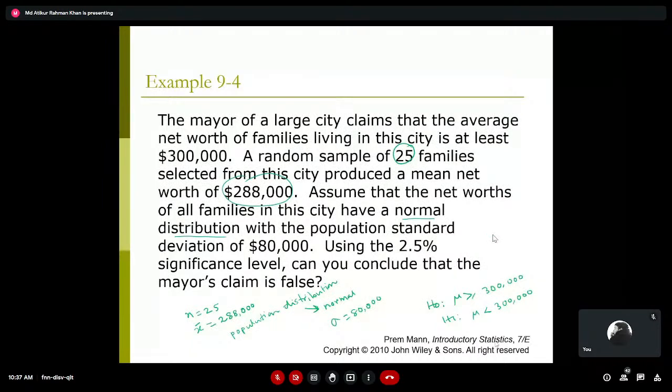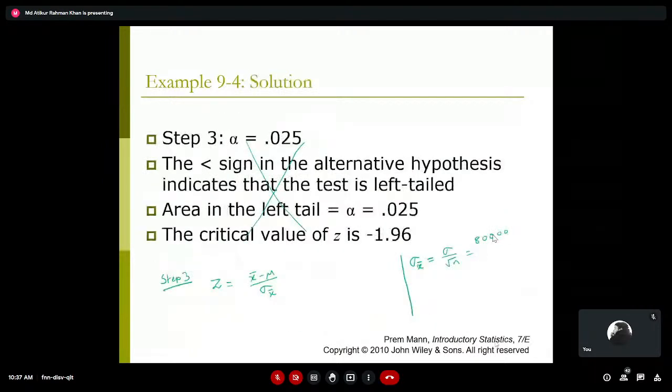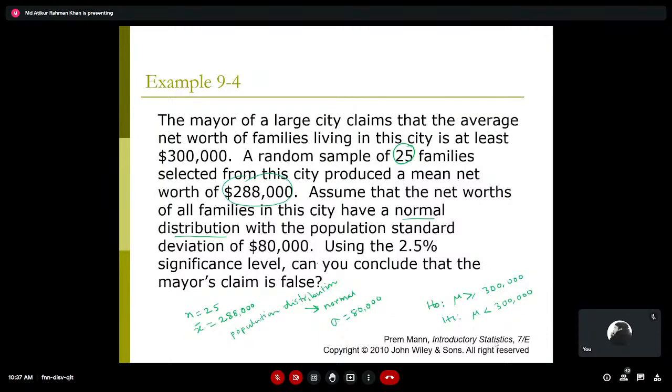80,000 and n equal to 25. Okay, so square root of 25. If you have a calculator, please try to find the value. 16,000. Now put the value of x bar. X bar is, sorry, 288,000. Okay.